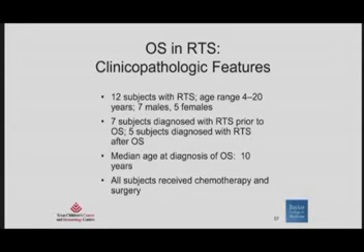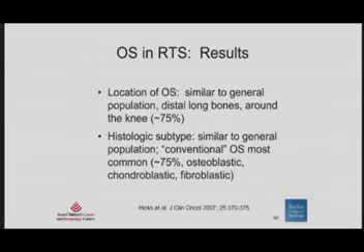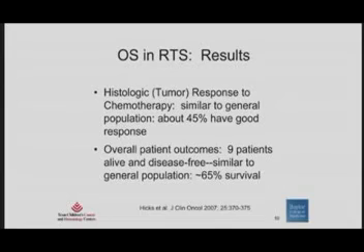All subjects received chemotherapy and surgery. These are some of our results. First of all, the location of osteosarcoma is similar to the general population, that is, in the distal long bones, typically around the knee. The histologic subtypes also were very similar to the general population. 75% were of the conventional subtype. In terms of histologic or tumor response, this again was very similar to the general population, with about 45% having a good response. For overall patient outcomes, 9 patients are alive and disease-free, which is again similar to the general population of about 65% survival for localized disease.